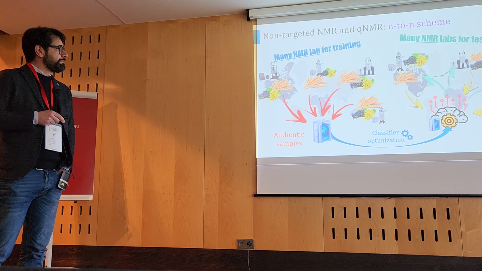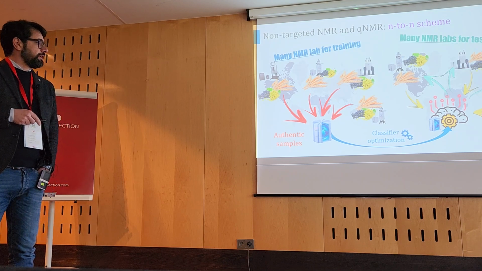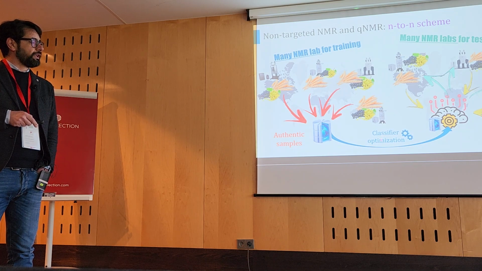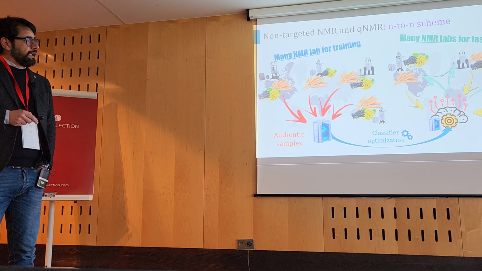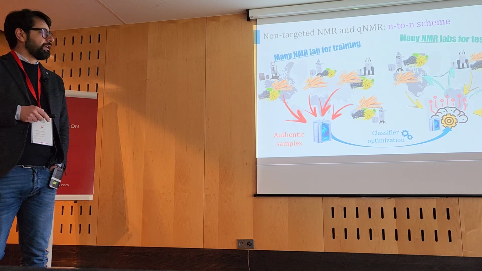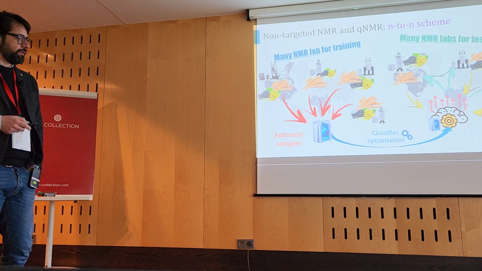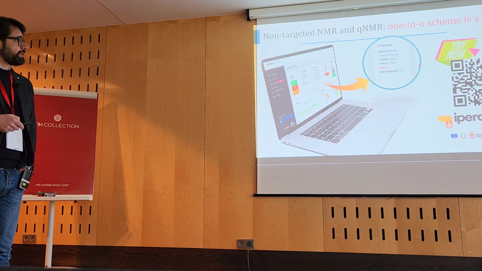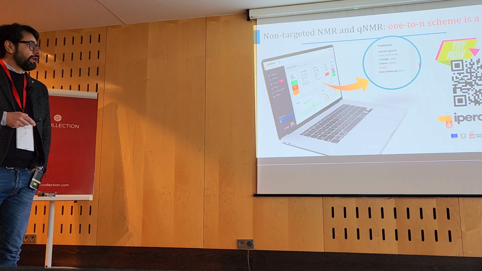It consists of analysis by many spectrometers that feed a database. Then the database is used for classification algorithms, and many spectrometers can analyze the same products and use the classifier to identify unknown samples. Now I will present our results on the one-to-n scheme.